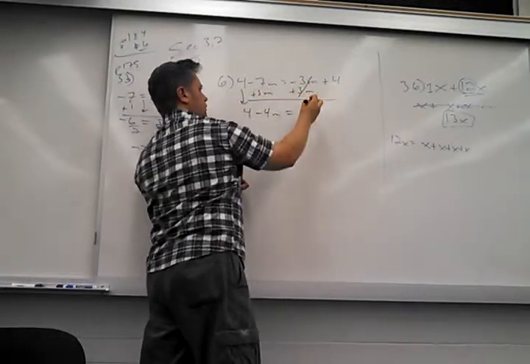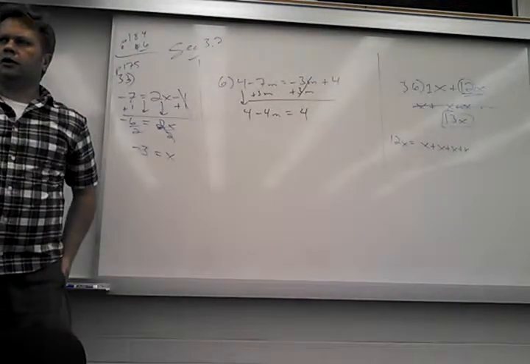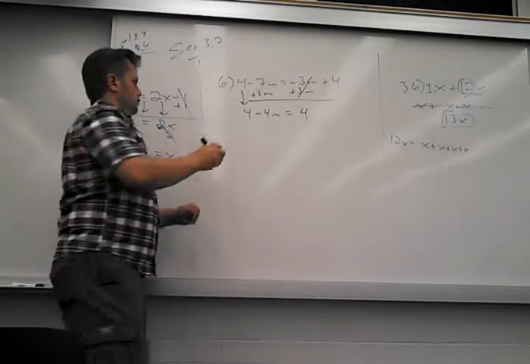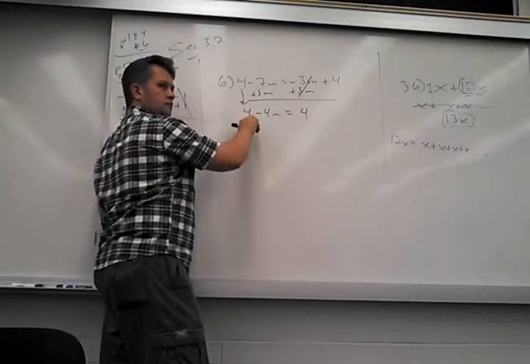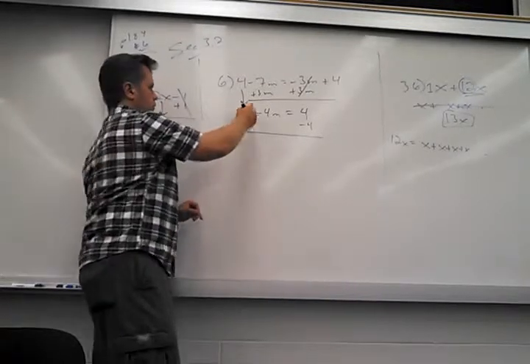Those go away. Now what's on the wrong side? What's in the wrong place? The 4. So how do you kill it? Subtract 4. So that goes away.